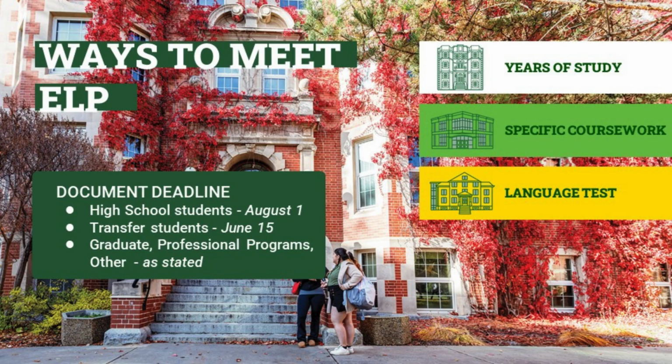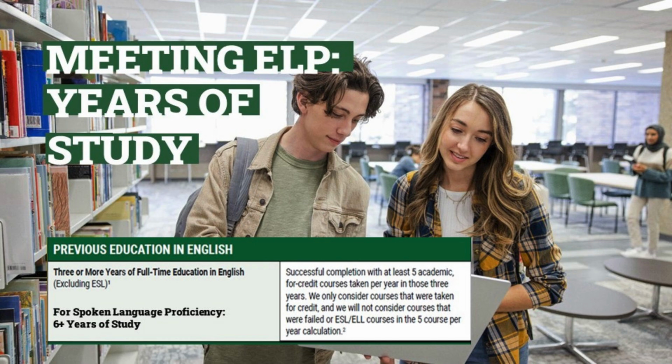And then for graduate professional programs or other students, dependent on program type or other things, it is as stated in either the conditions of your offer letter or in the application of, for example, graduate studies, et cetera. So I do encourage you to make sure that you're reading as to when your specific deadline might be if you are in any of those pockets of students. But if you're high school, August 1st is what we're looking at for all of our students. We're going to go with the most general ones first.